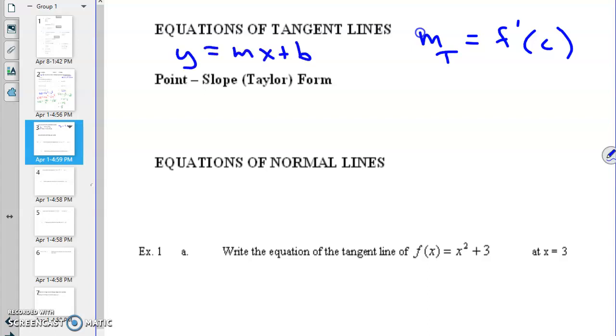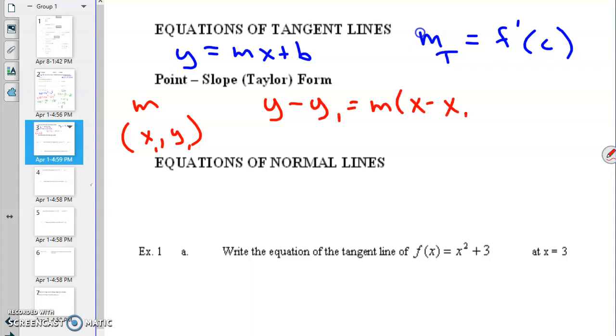But there's another cool form of the equation. You might have remembered seeing this in Algebra 1 called point slope. In calculus, they call it Taylor form. And what that is when you're given a slope, which we'll find, and you're given a point, x comma y, y minus that y point, we'll call it y1 and x1 so we can distinguish, equals m times x minus the x coordinate of the point. And we can leave it just like that. We can leave it in that Taylor form, that point slope form.